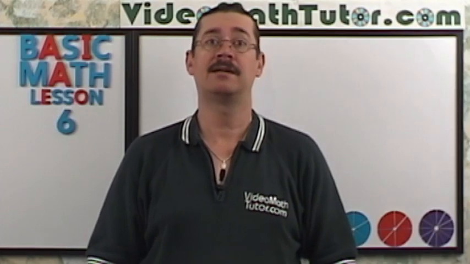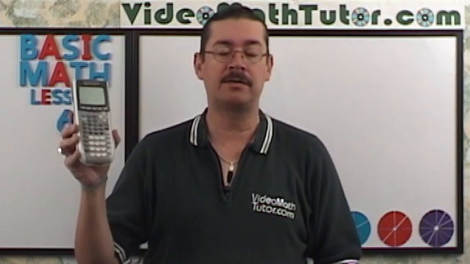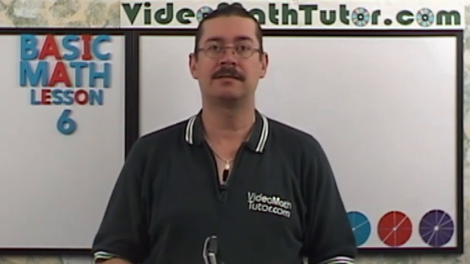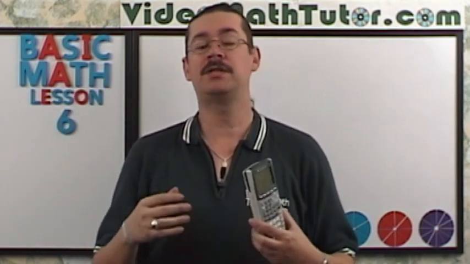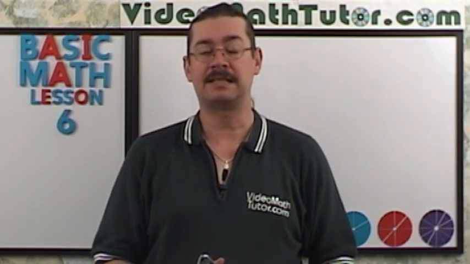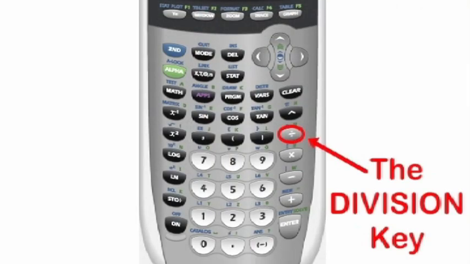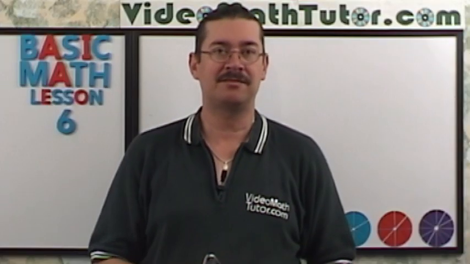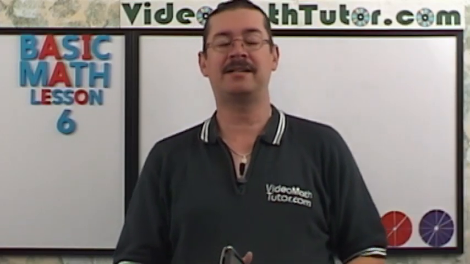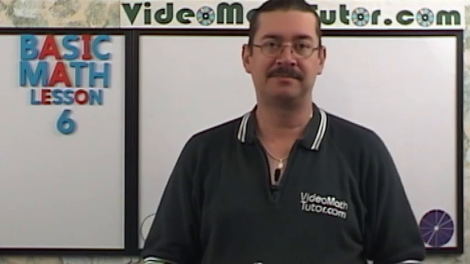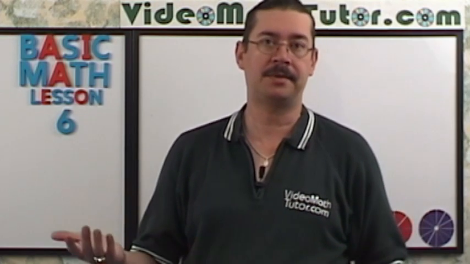If you want to convert a fraction to decimal form on your calculator, all you really need to do is type in your fraction in your calculator using the division key, seen here, and then press enter. The answer is automatically a decimal. Unless it's a whole number, then it'll just be a whole number.